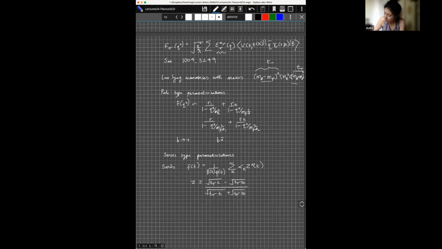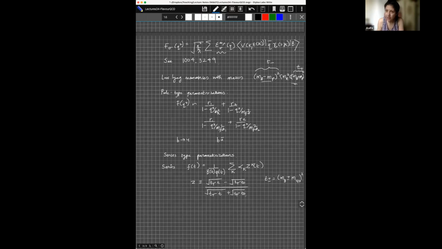Okay, so I already explained what the t plus is. The t plus is defined here: m_B plus m_P, the whole square. Or maybe I write it here. So t plus minus equals (m_B plus or minus m_V or P) the whole square. Okay, and what is this t naught? This t naught is just a constant which is chosen, which doesn't depend on t.